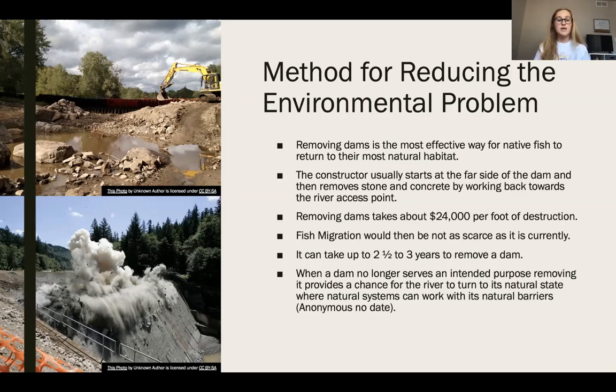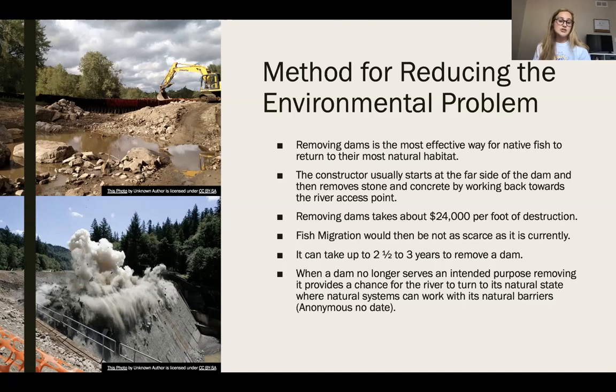As you can guess, this is a very expensive process. Removing dams takes about $24,000 per foot of destruction. That is so insane to me, but like I said, it is effective. So if you want to do this the most effective way, the way that is going to be the most beneficial in the long run, the money may be worth it. Fish migration, after reducing the environmental problem, would not be as scarce as it is currently.